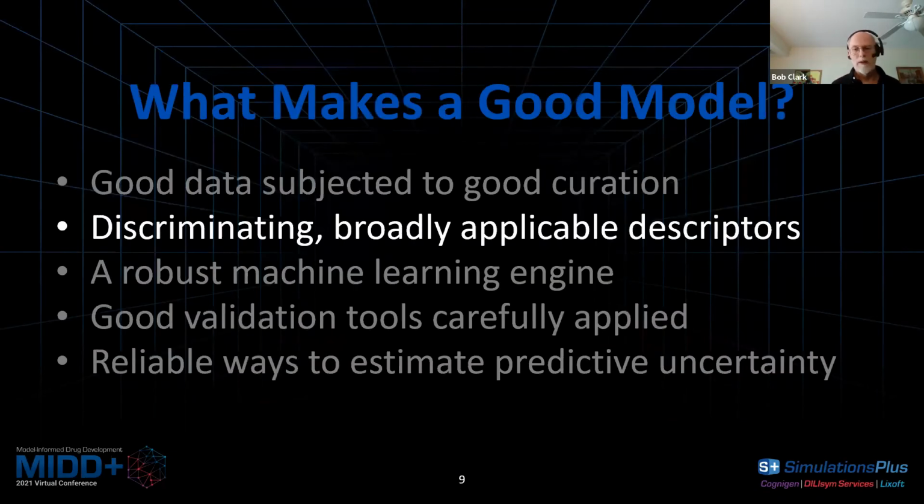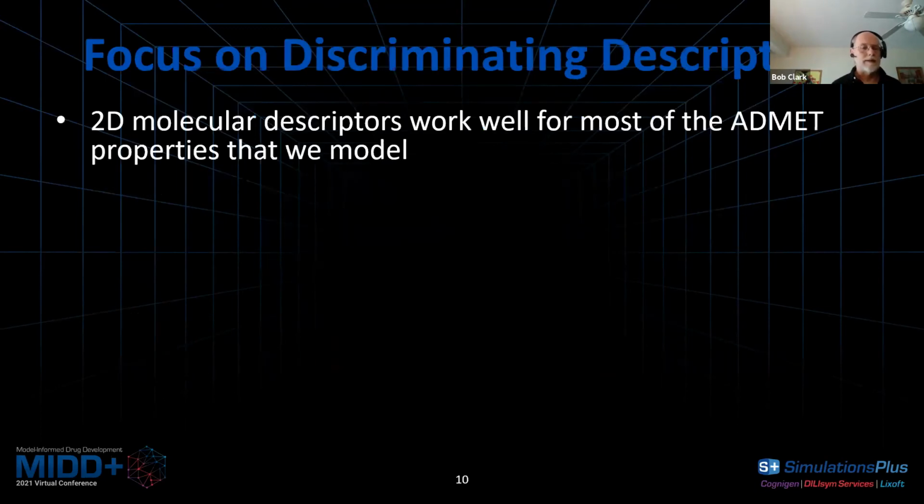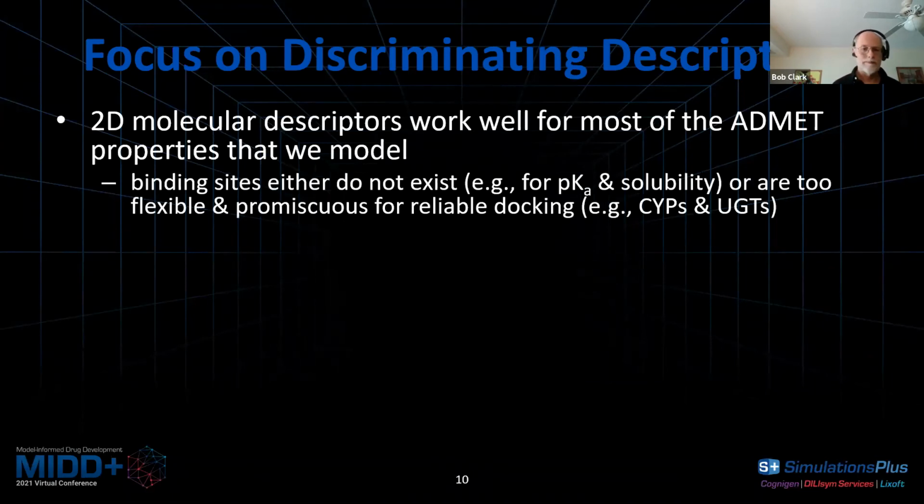Next, I'm going to talk about discriminating and broadly applicable descriptors that we use. The 2D molecular descriptors work well for most of the ADMET properties that we model. 3D descriptors tend to overspecify a particular conformation without adding much value for ADMET properties. That's partly because binding sites for ADMET properties either don't exist, for example, pKa and solubility, or the sites are too flexible and promiscuous to use docking tools.